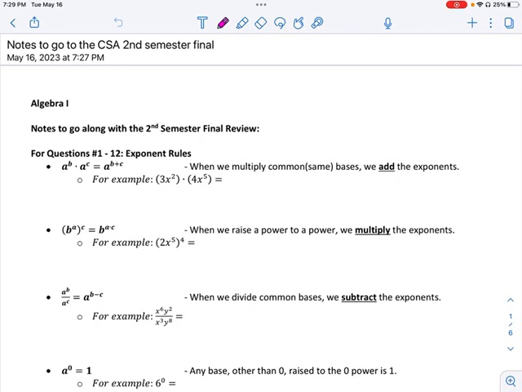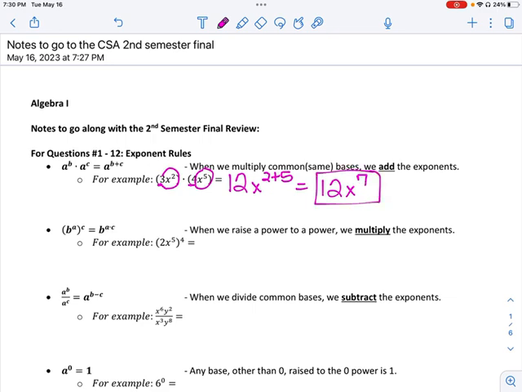Okay, remember, common bases means they're the same base. In this case, the base was a. So what we do there is we add the exponents. So when I come in here to multiply these two expressions, I'm going to start off and multiply my coefficients because they are not the base. So I'm going to go 3 times 4, and that gives me 12. Then I look and I have a common base of x. I have x to the second power and I have x to the fifth power. So what I'm going to do is add those. So it's going to be x to the 2 plus 5. So my final simplified answer would be 12x to the 7th.